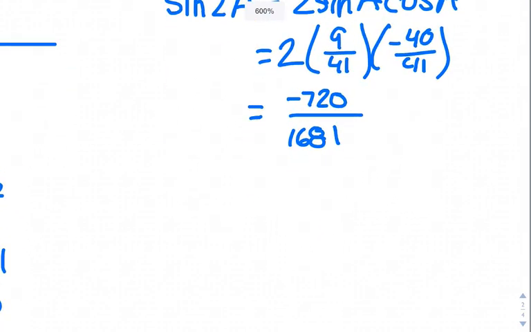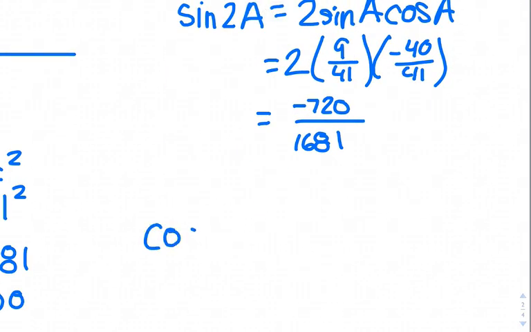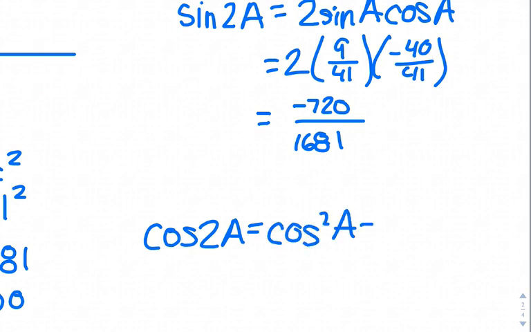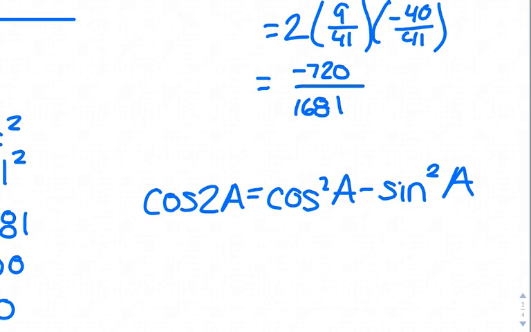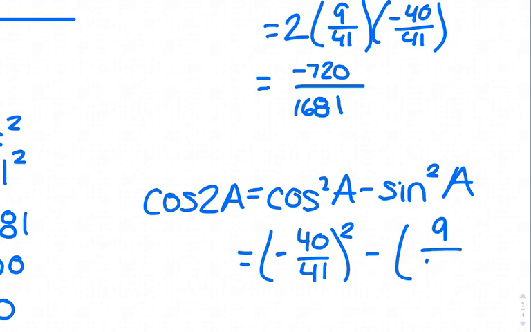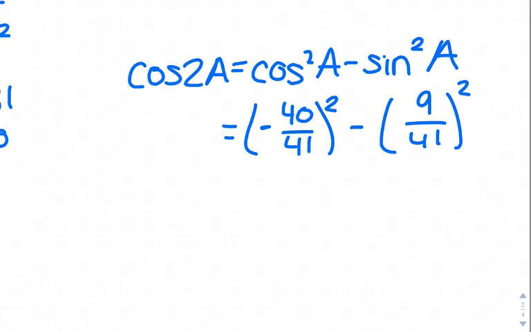So now I'm going to do cosine 2a. Remember, this formula is also on your reference sheet. So that's going to be cosine squared a minus sine squared a. My cosine in this triangle was negative 40 over 41, and I have to remember to square it. My sine was 9 over 41, and I'm going to square that.